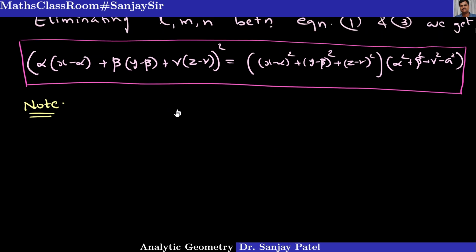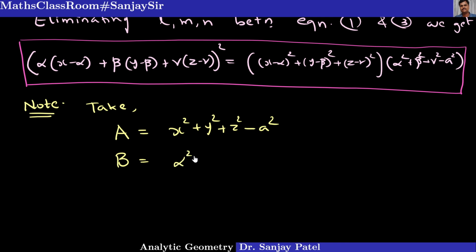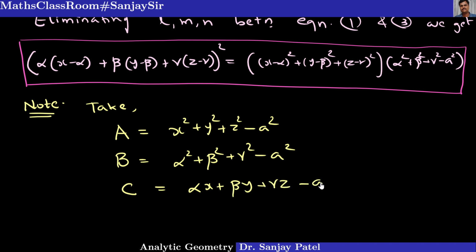So let us take three numbers, or let us denote the three expressions A, B and C in this manner. I am taking A is equal to the expression x square plus y square plus z square minus a square. I am taking B is equal to the expression alpha square plus beta square plus gamma square minus a square, and C is equal to alpha x plus beta y plus gamma z minus a square.